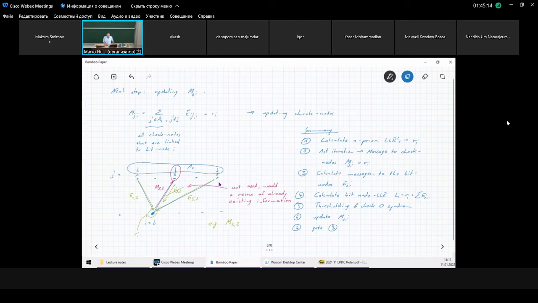And the fact that they are linked over bit node 2. See? The check nodes are linked over bit node 2. So this means I can extract some information from the other check nodes, extrinsic information on check node 3. So it's basically as before, just the other way around. Very good question.